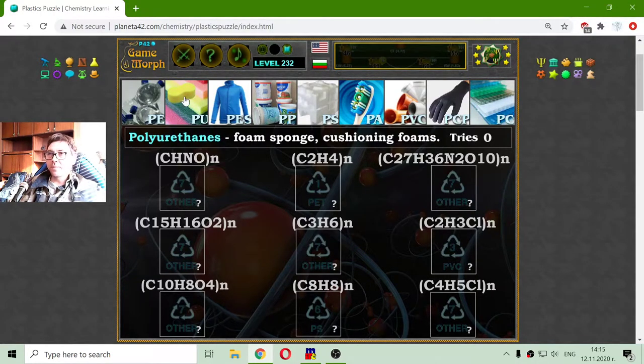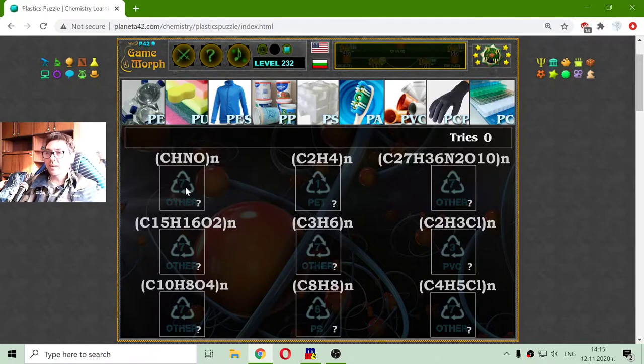Here at the top I have 9 types of plastics and some items that are made from them. I have to place them on the correct chemical formula. And the recycling factor: 1 is where the plastic is probably possible to be recycled, and 7 is the plastics that are very hard to be recycled.